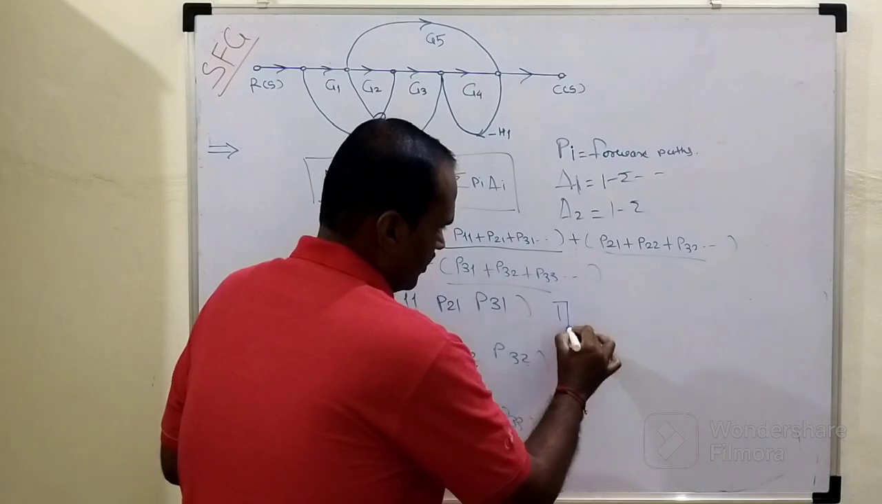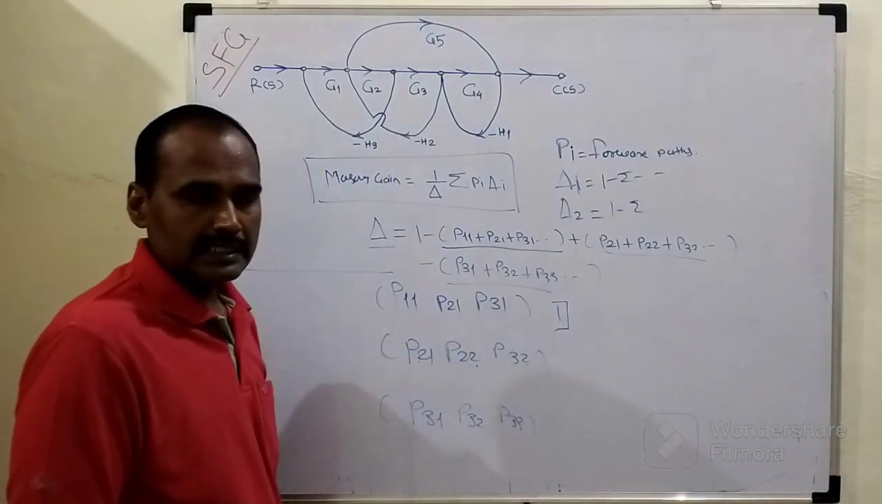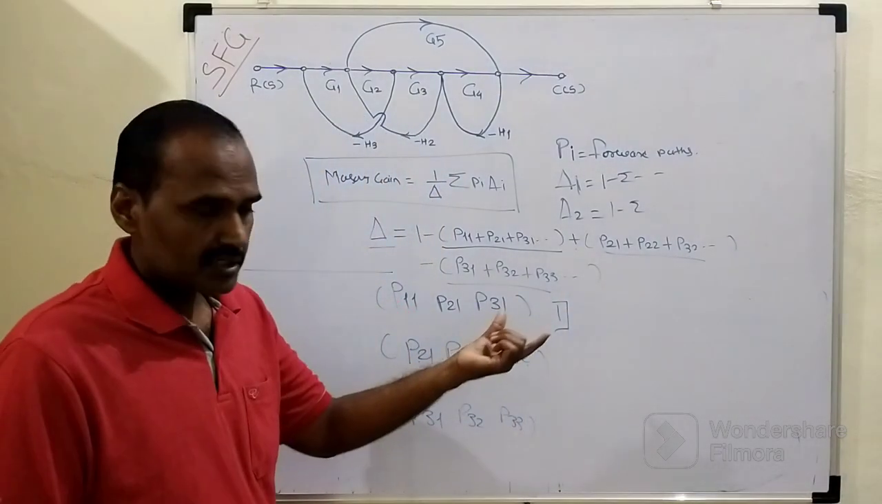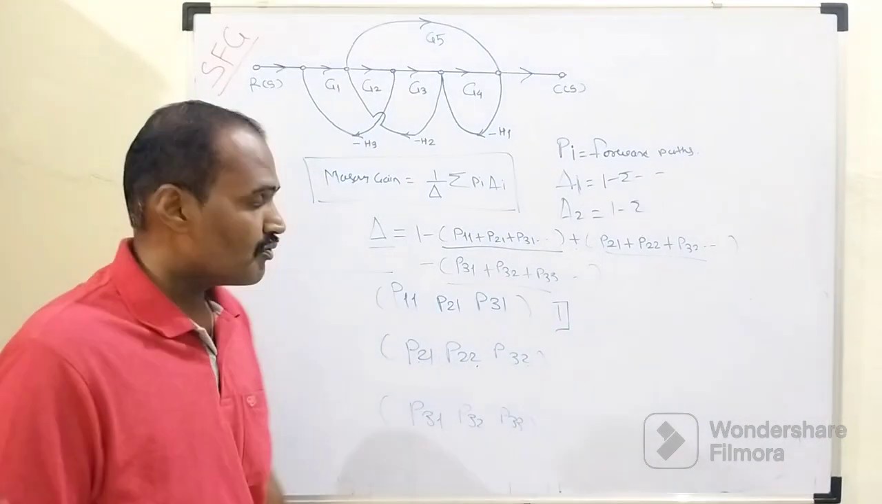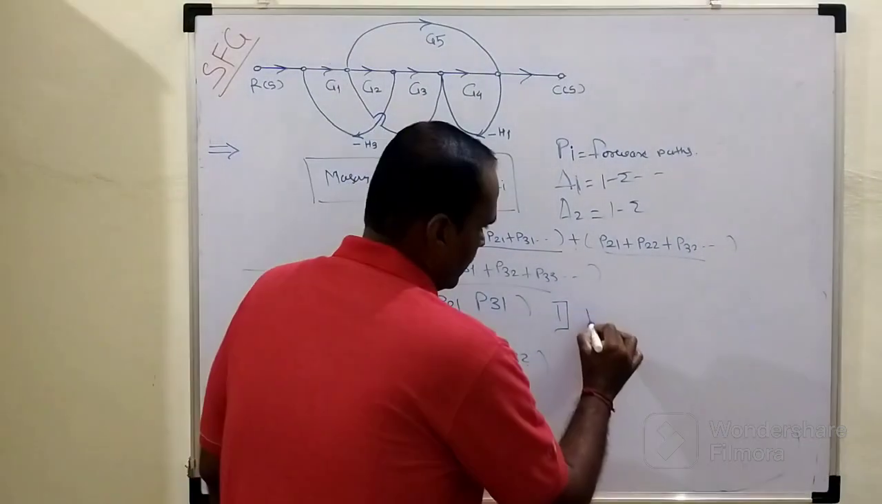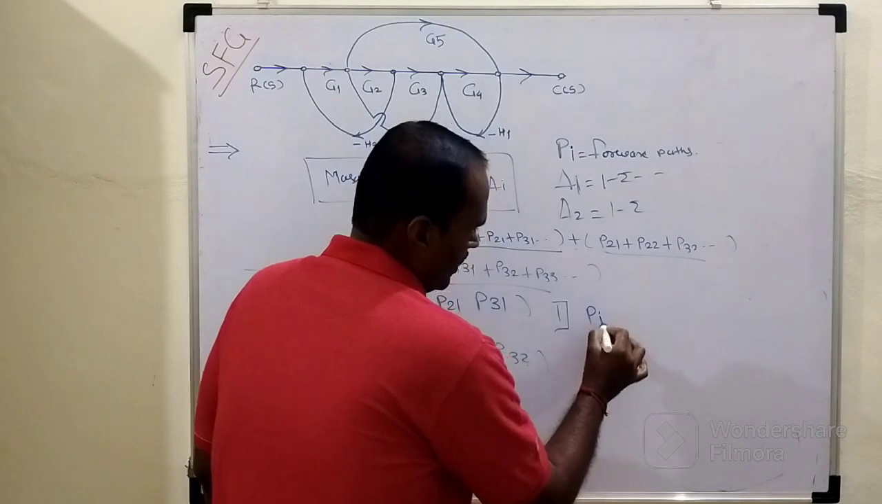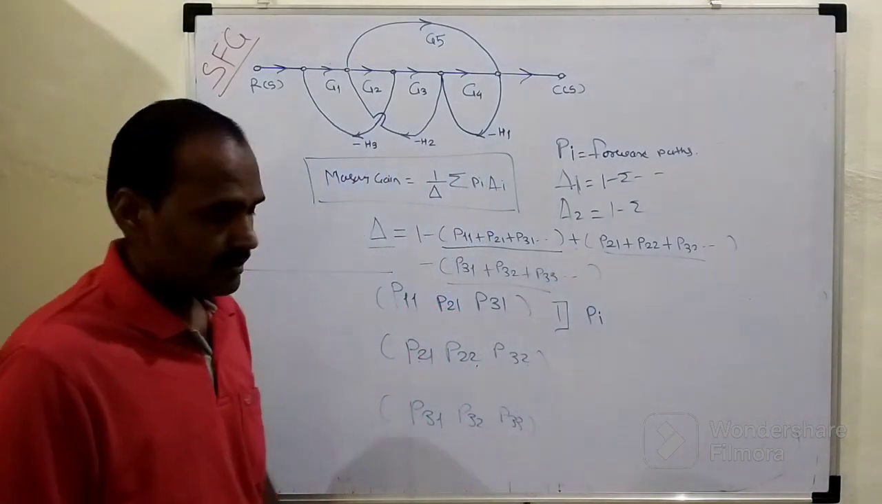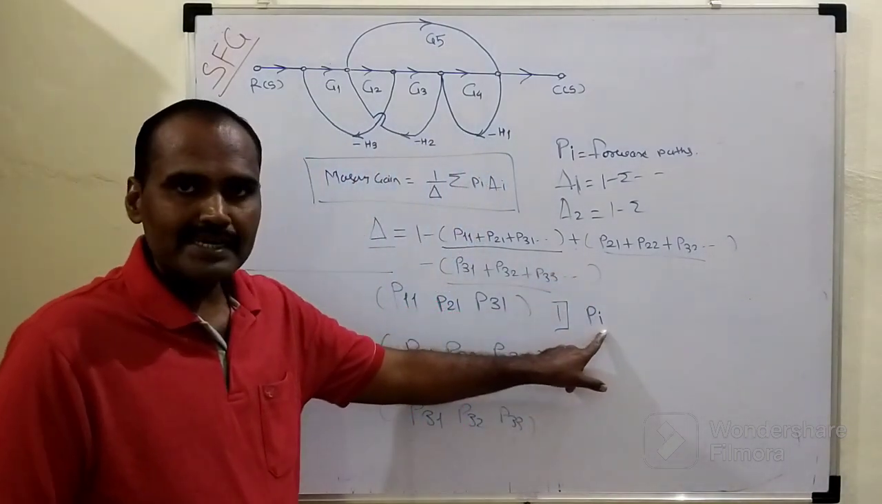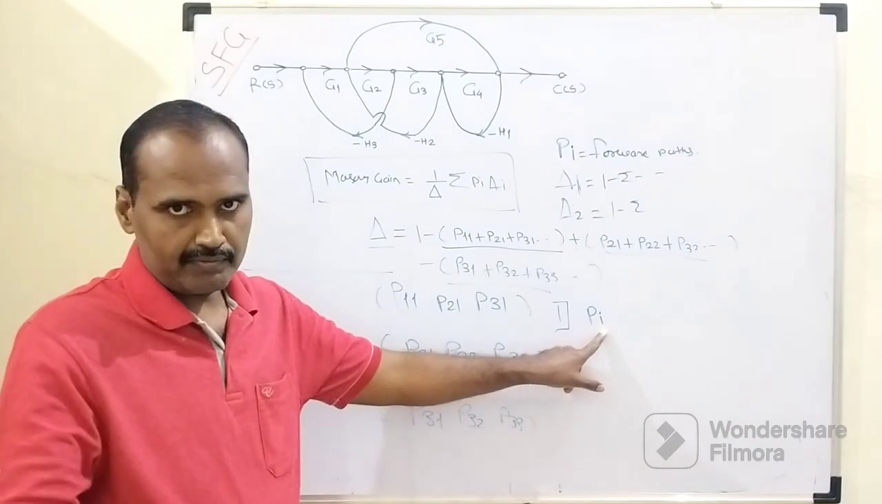In the first step, we need to count how many forward paths are there, right? So we are supposed to determine these Pi. Pi stands for the ith forward path we have with us, right?